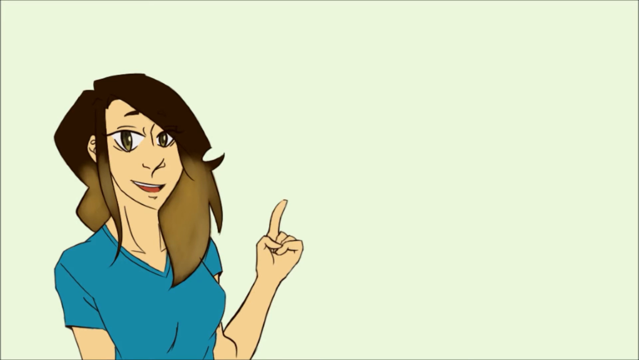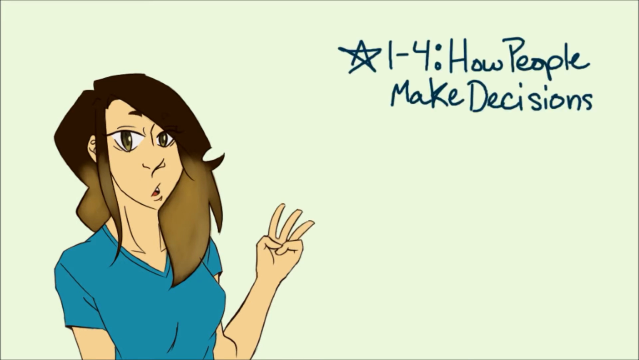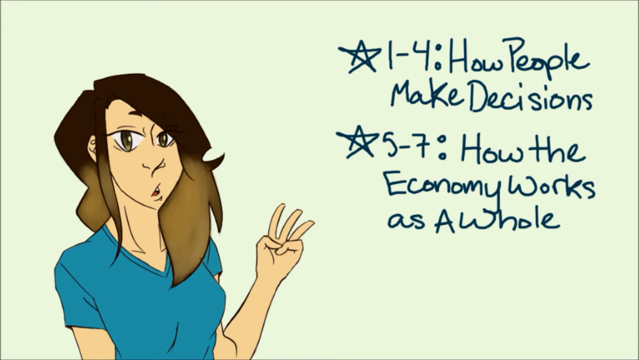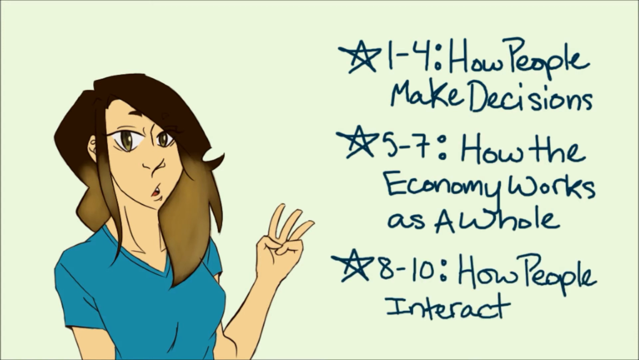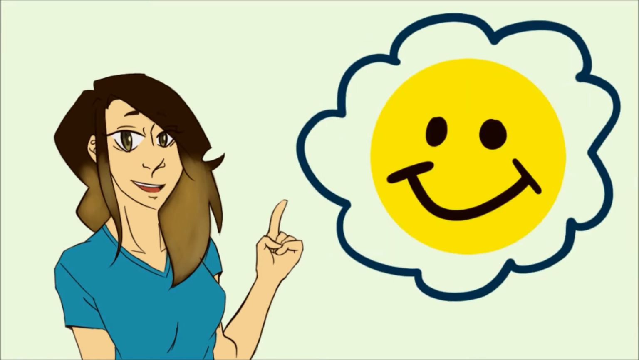Overall, there are 10 principles that are separated into 3 categories: how people make decisions, how the economy works as a whole, and how people interact. Hopefully by the end of this little video, you'll be more comfortable with your knowledge in the principles.